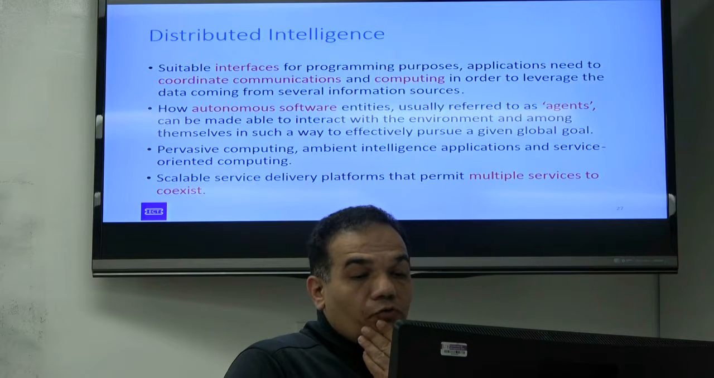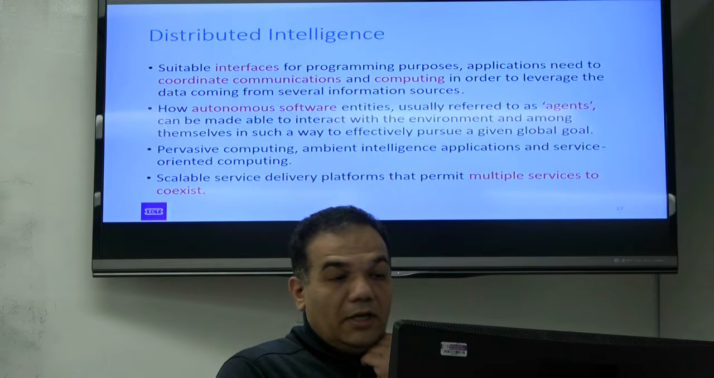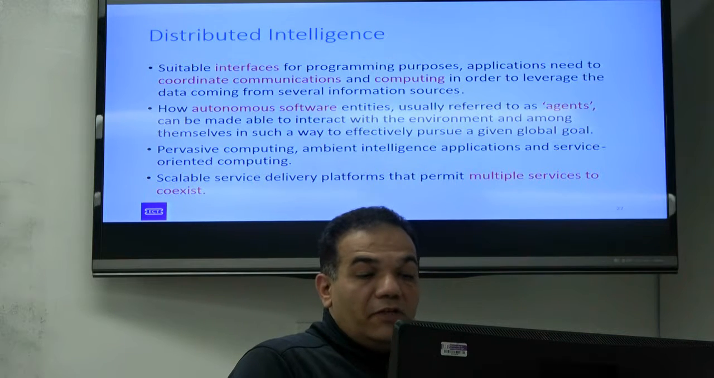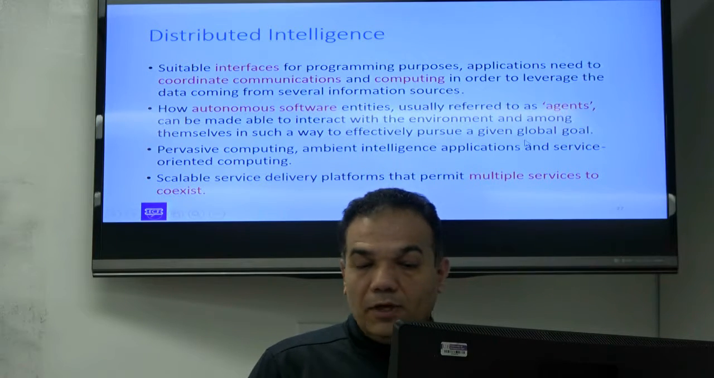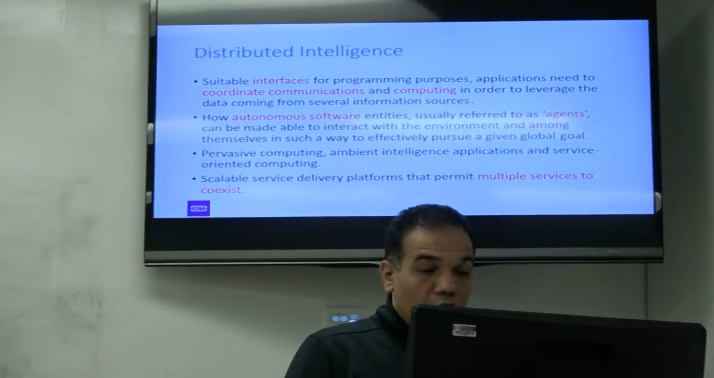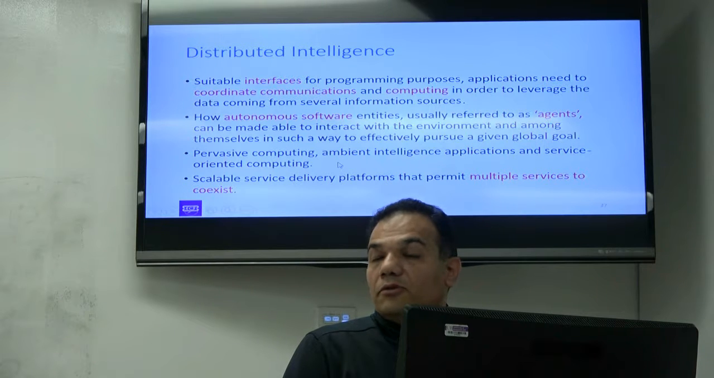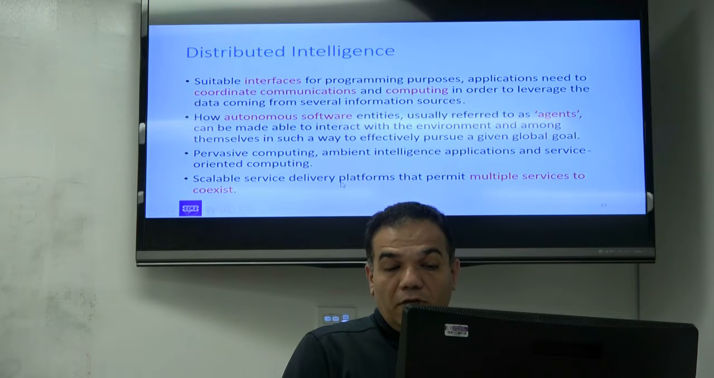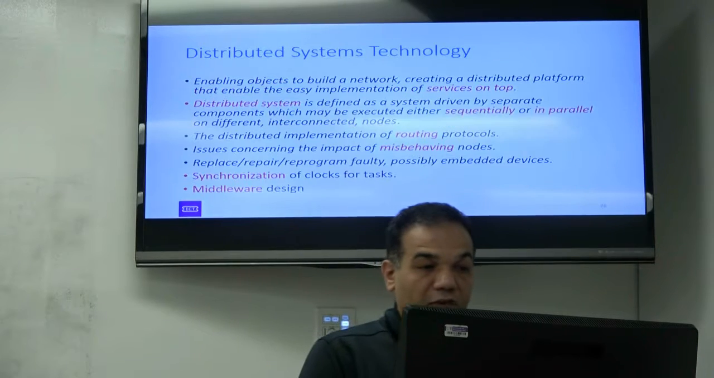How can autonomous software entities, usually referred to as agents, be made able to interact with the environment and among themselves in such a way as to effectively pursue a given global goal? Agents, how you install the agents in these computers. Then pervasive computing, ambient intelligence applications, and service-oriented computing. Scalable service delivery platforms and multiple services to coexist. Right? So these are the three things that we will repeat.